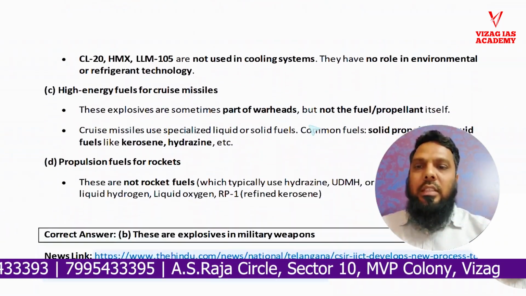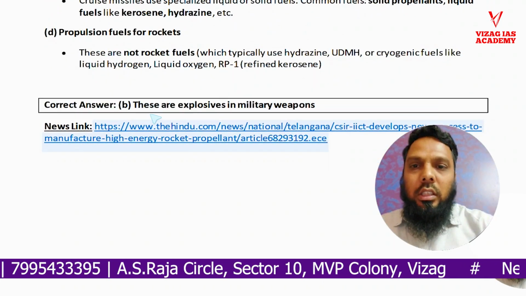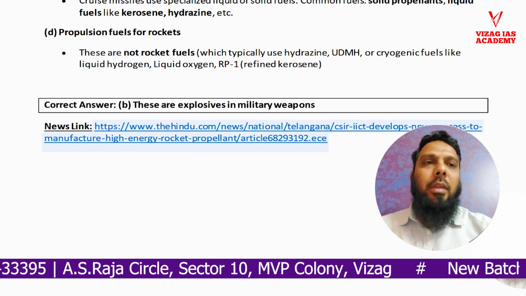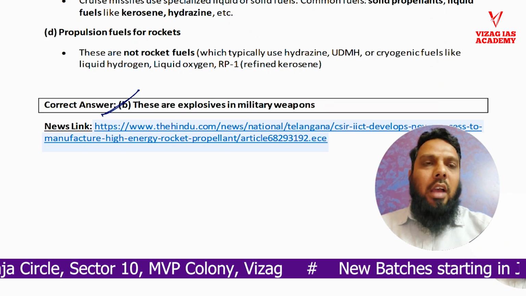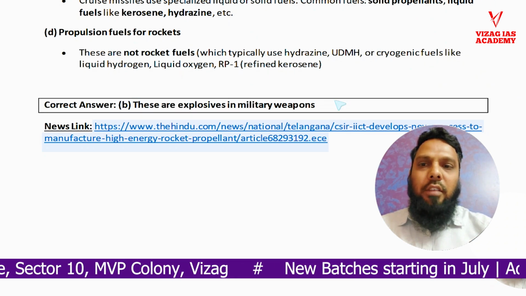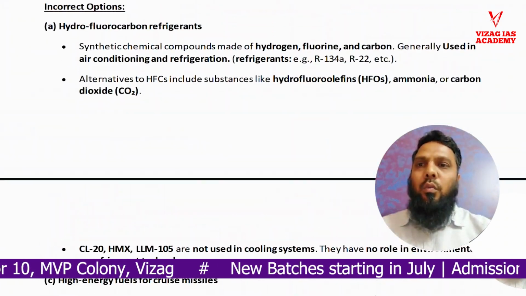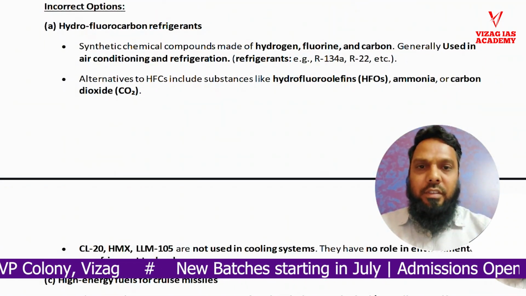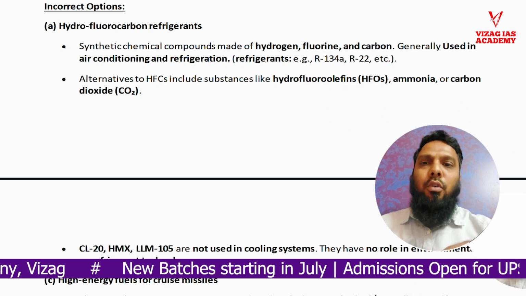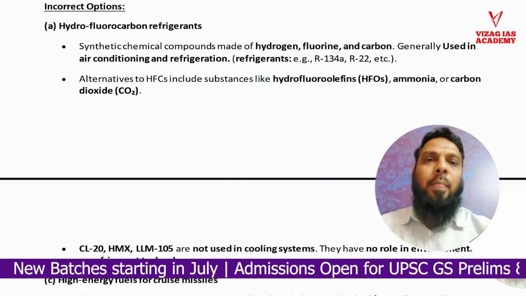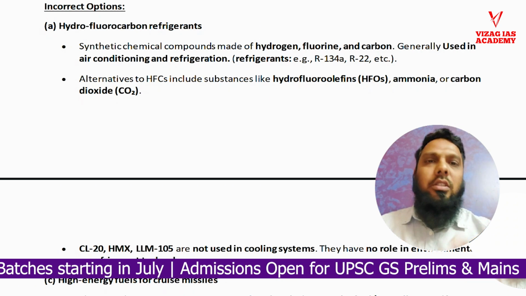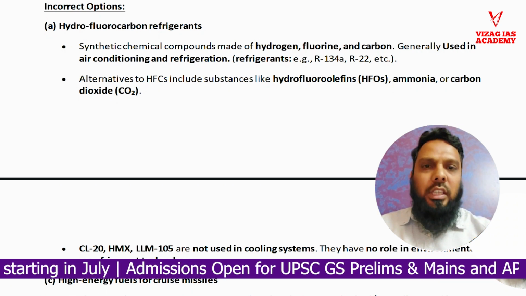So what we can see is the correct option is these are explosives in military weapons. So the correct answer is option B, right? I have also included some additional information related to what hydrofluorocarbon refrigerants are. Generally, hydrofluorocarbon refrigerants contain hydrogen, fluorine and carbon, as it is given in the name. So H, F or C symbols should ideally have been there, but we don't see any such thing.